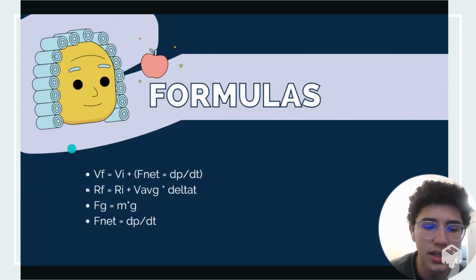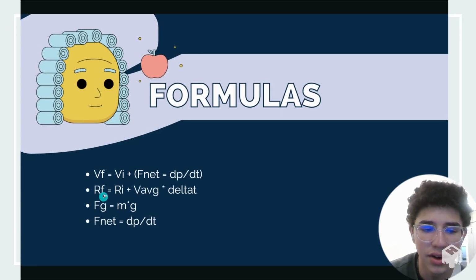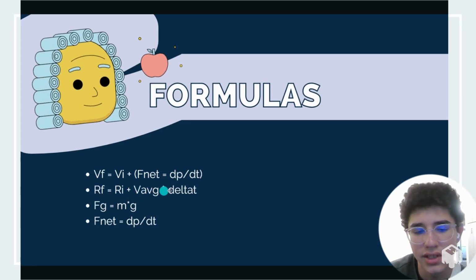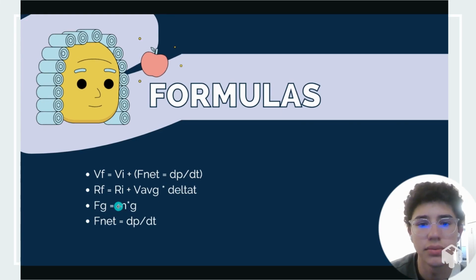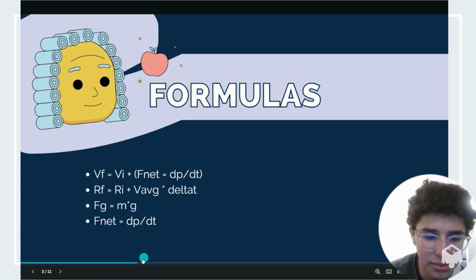So, here are some formulas that I needed to use. VF equals VI plus Fnet, which is equal to dp/dt. RF equals Ri plus V average times delta T. Force gravity equals mass times gravity, and force net equals dp/dt.